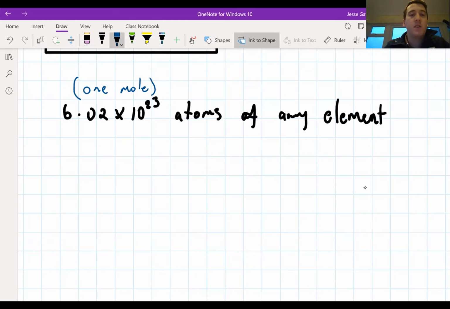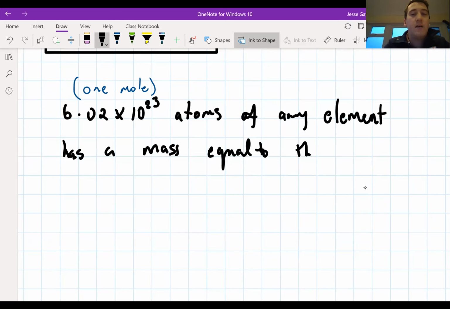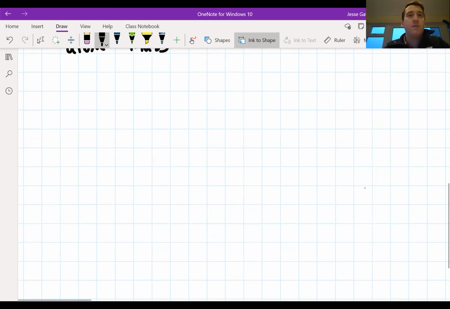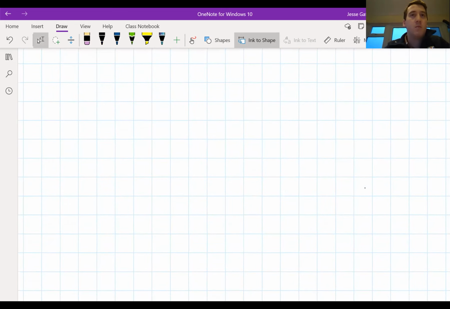So 1 mole, or 6.02 by 10 to the 23 atoms of any element, has a mass equal to that element's atomic mass. That's what we've seen with lithium, beryllium, and magnesium. Let's have a look at another example. You're going to see the magic of this number now.